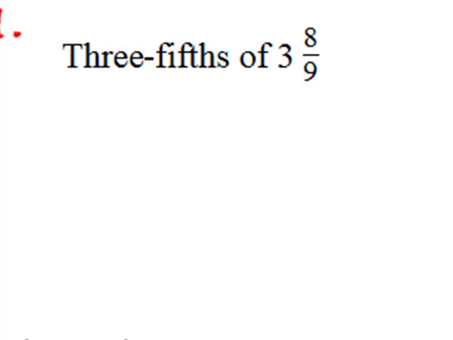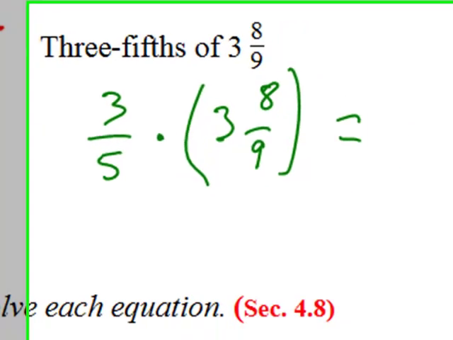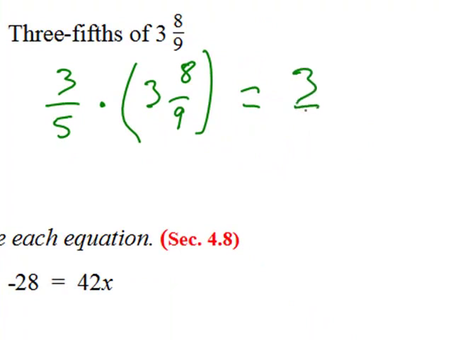A couple things going on here. One, 3/5 of. Fraction of means fraction times. And for the moment, I'm going to write that as 3/5 of 3 8/9. However, we can't really do anything with this until we convert 3 8/9 from a mixed number to an improper fraction. So that's 3/5 times what fraction? 3 times 9 is 27, plus 8 is 35 ninths.